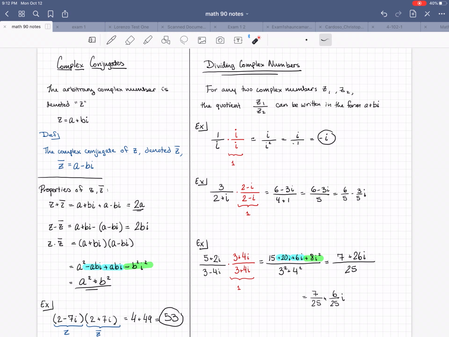This concludes our conversation about dividing complex numbers. In the next lesson, what we're going to do is take this conversation and tie it back to our conversation about polynomials.